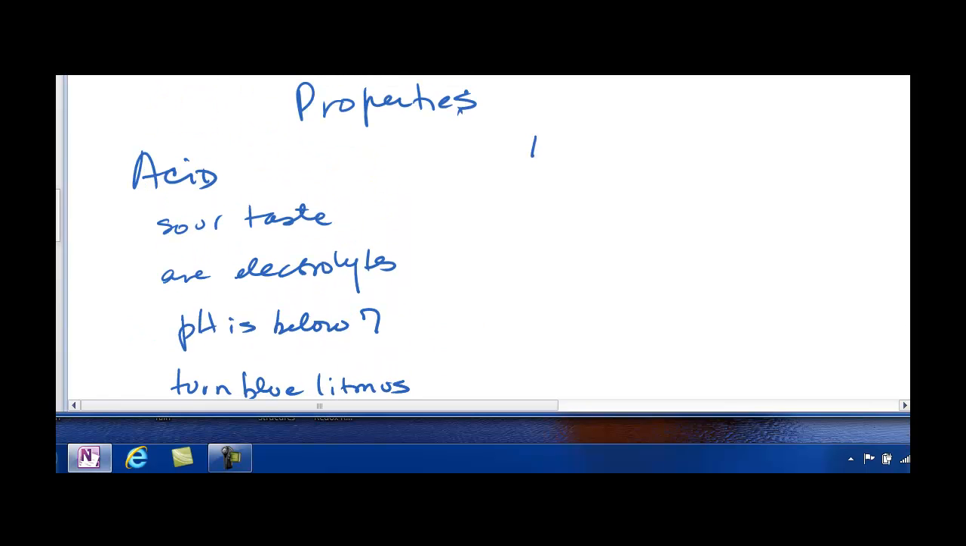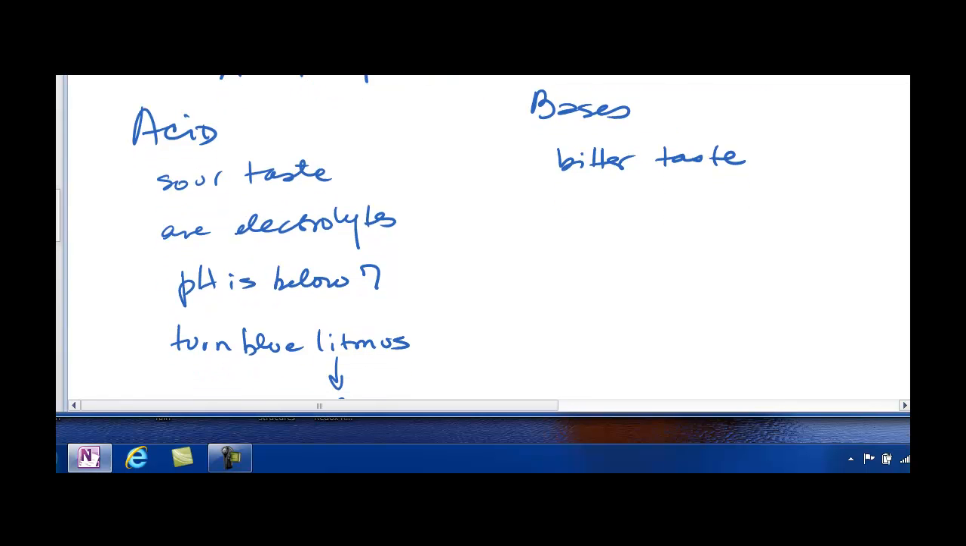Okay, let's see some properties of bases. Compare them. What are some properties of bases? Do they taste sour? No, they taste bitter. They have a bitter taste. Okay, and I don't want you to taste Windex or detergents, but they do taste bitter. Are they electrolytes? No, bases are not electrolytes? Yes, they are. They are electrolytes.